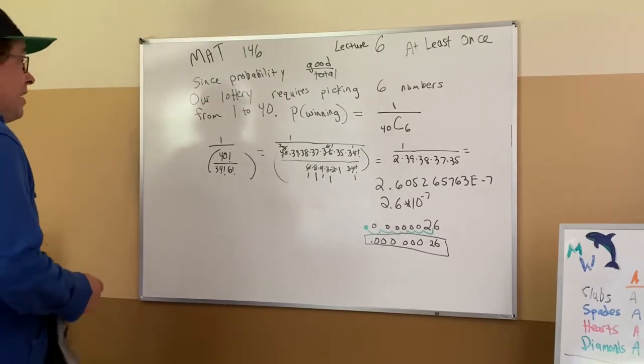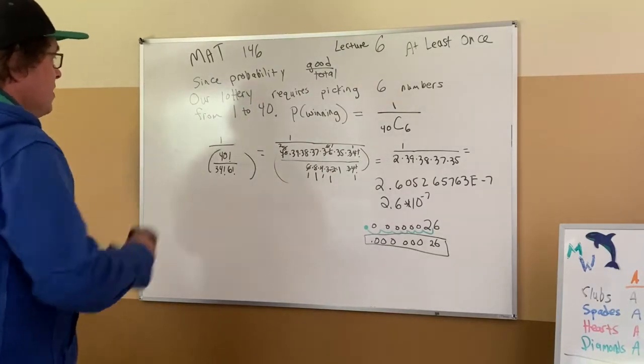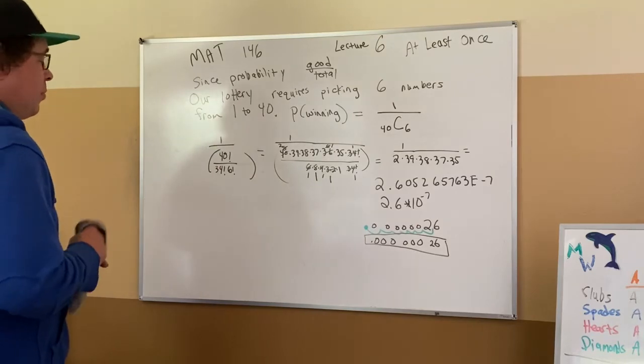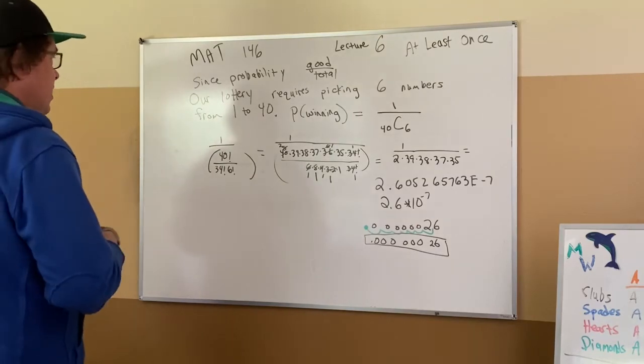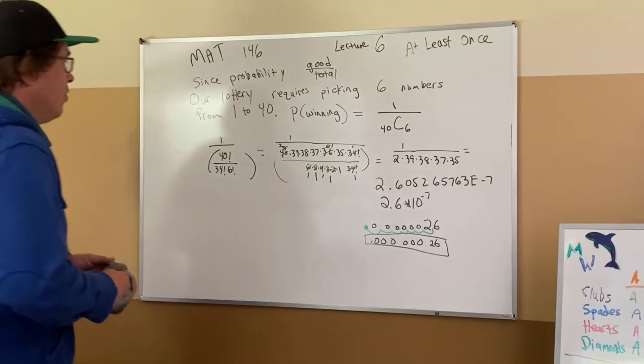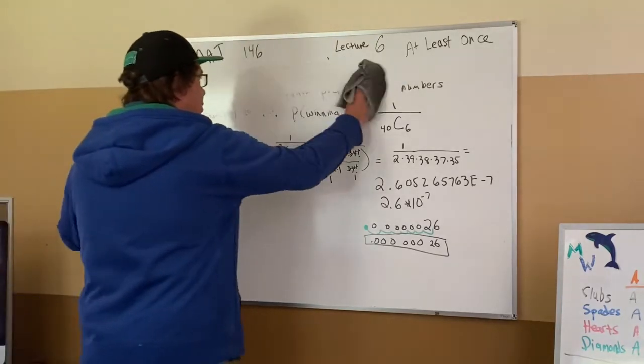Now, I want to take that into at least once. So this was drawing back on our concept of probability and on combinations and getting some perspective on those lottery drawings for things like Lotto or Powerball.